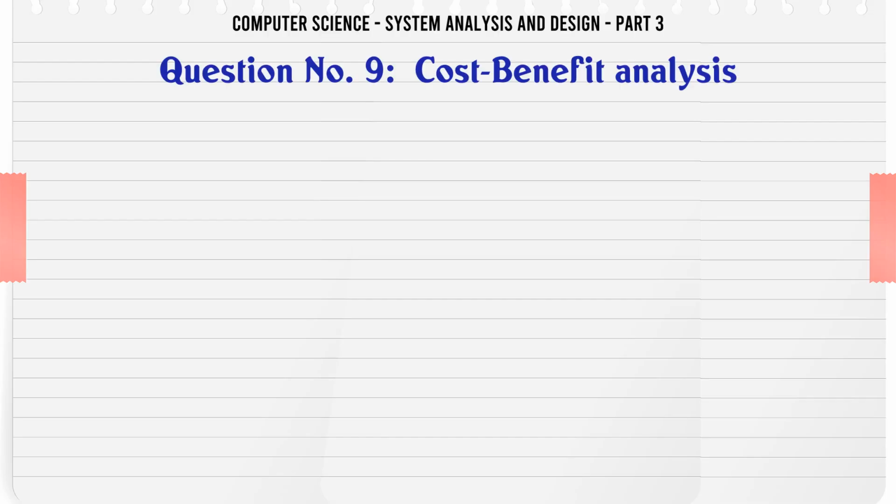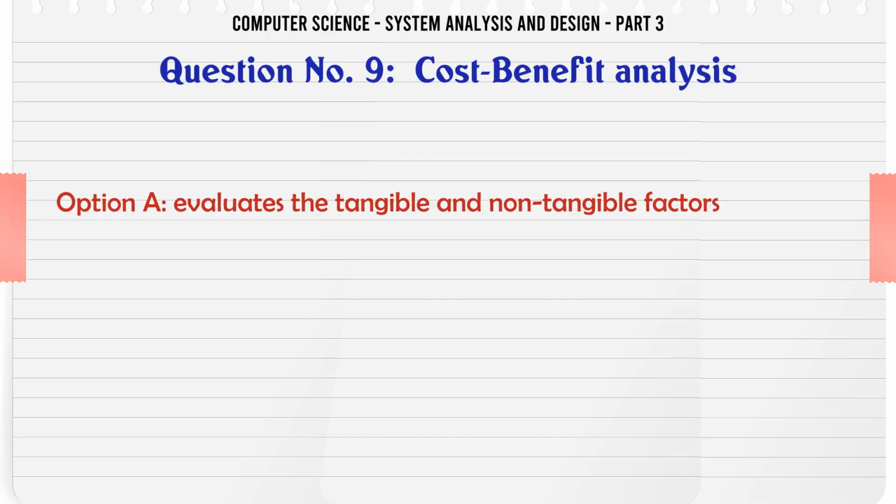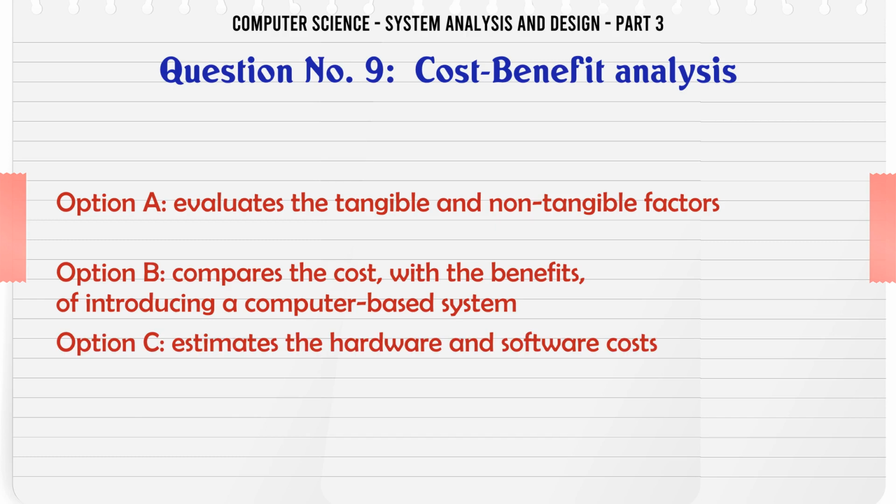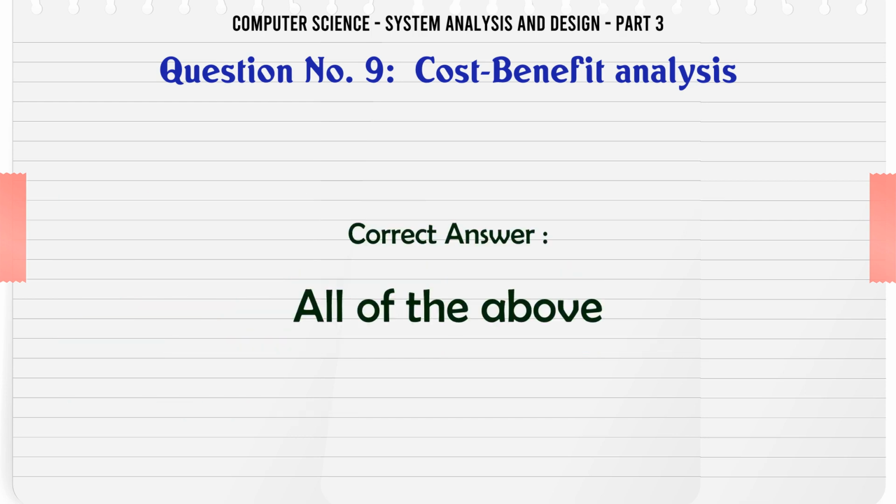Cost-benefit analysis: A. Evaluates the tangible and non-tangible factors, B. Compares the cost with the benefits of introducing a computer-based system, C. Estimates the hardware and software costs, D. All of the above. The correct answer is all of the above.